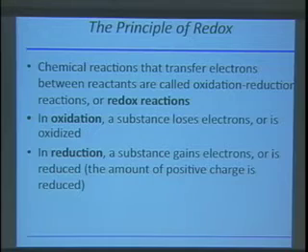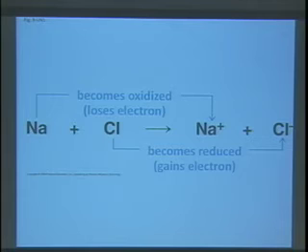Okay, so chemical reactions that transfer electrons between reactants are called oxidation reduction or redox reactions. These are always coupled, right? So this is why we use the term redox. Reduction and oxidation are coupled in the same reaction. In the oxidation step, a substance is losing electrons, becoming oxidized. In reduction, it's gaining electrons or becoming reduced. And the reduction refers to the amount of positive charge that is being reduced or gained in this case. And the next slide, I think, shows just a very simple example for sodium chloride.